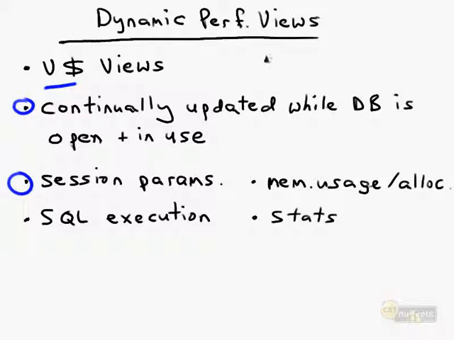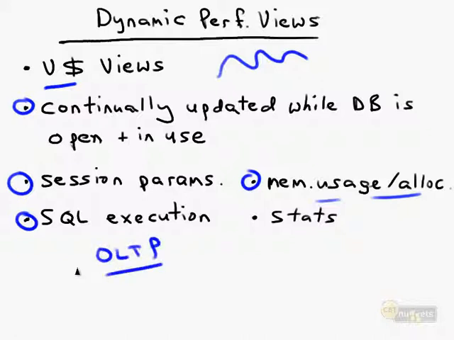Session parameters, obviously that's volatile. It's constantly changing as users connect into the database, as they do work and disconnect, as sessions go idle, as sessions are cleaned up. Memory usage and allocation, again, completely volatile. You can run the view twice right in a row and you'll probably get different results each time. SQL execution, especially in a heavily transaction-oriented OLTP system, you're going to have lots of rich, volatile data there, and just general purpose statistics.